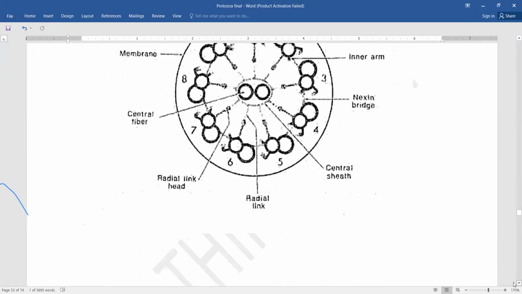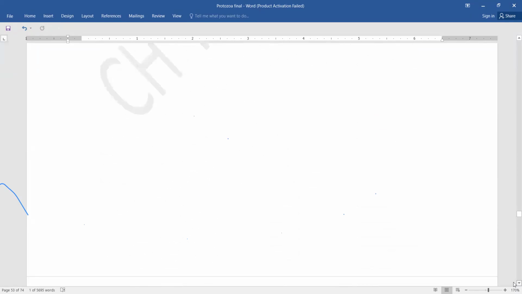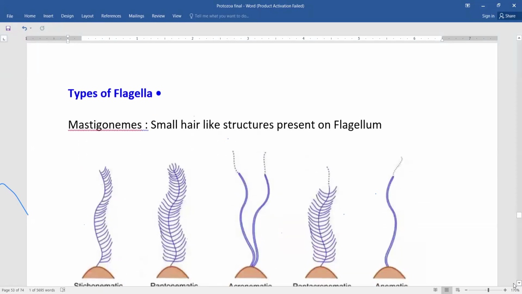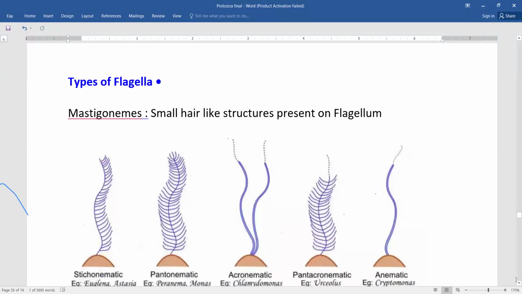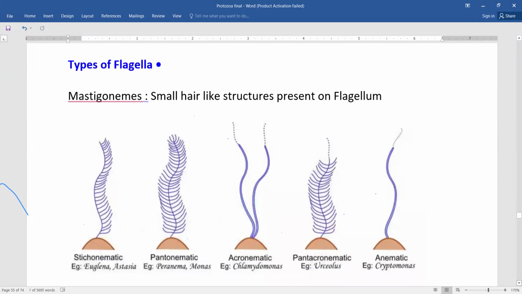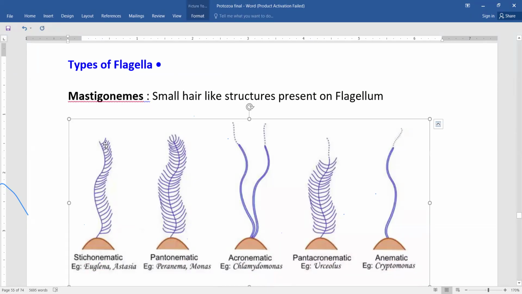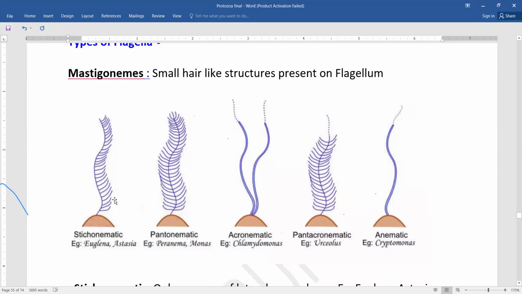So, types of flagella. Let's see the types. I will stop after this. Here also the diagram is slightly mistaken. Based on the hair-like structures called mastigonemes, which are present on either side of the flagella in protozoa, they are called mastigonemes. That means the flagellum has small hair-like structures on one side or both sides. Based on these mastigonemes, the flagella are of 5 types.